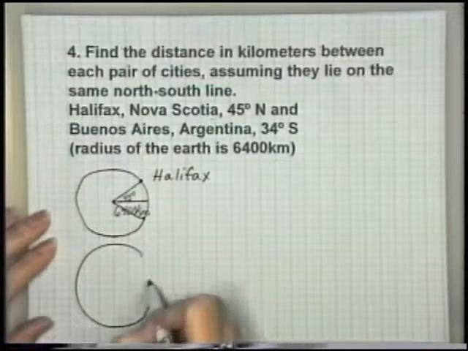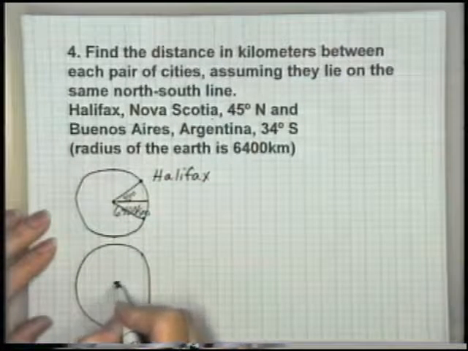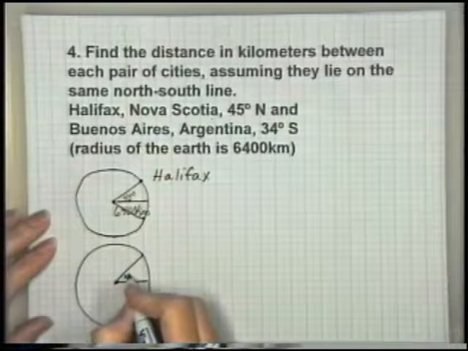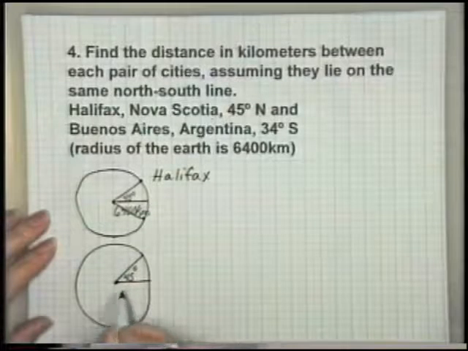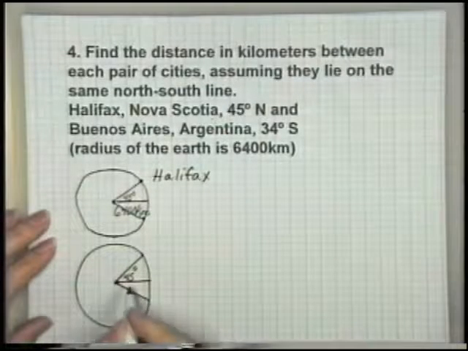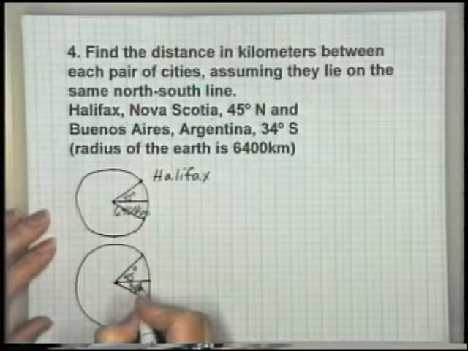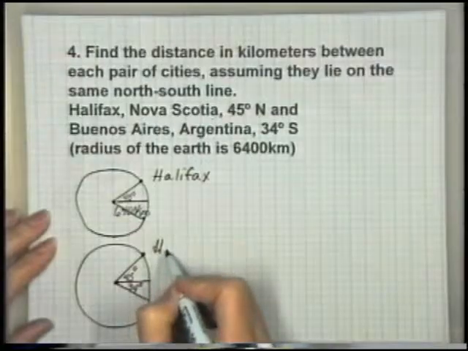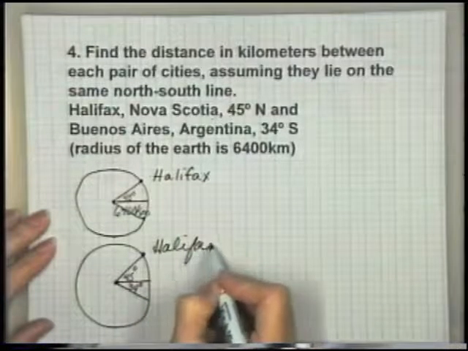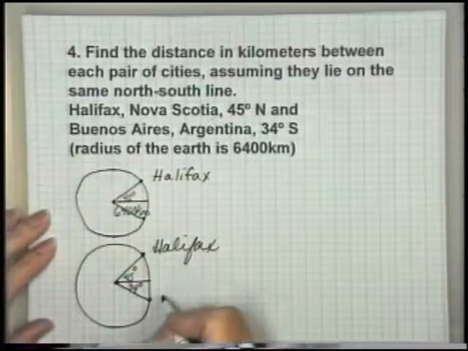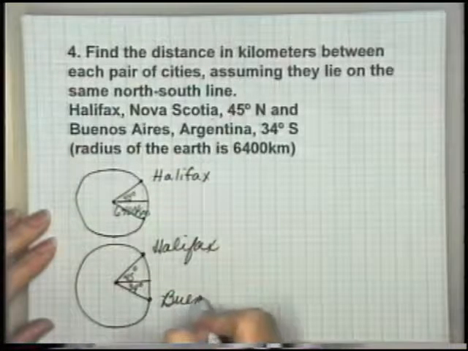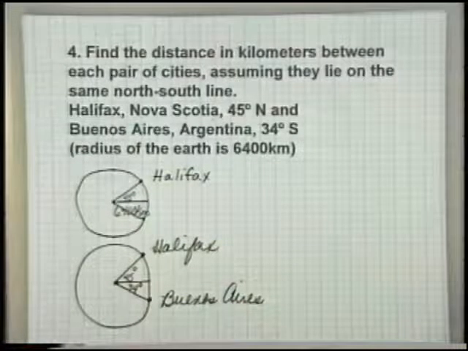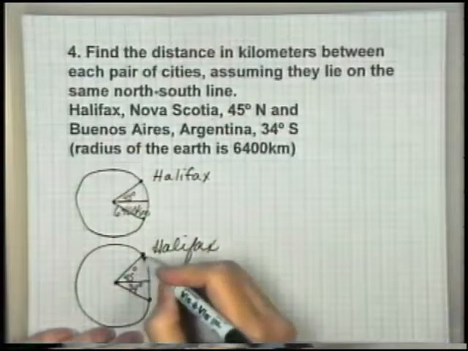I'm going to redraw this. Not so good at my circles, huh? Okay. So this angle is 45 degrees. And down here, this angle is 34 degrees. And this is where Halifax is. And this point would be where Buenos Aires is. Now, find the distance.